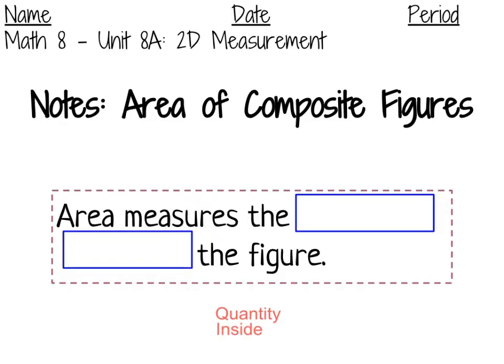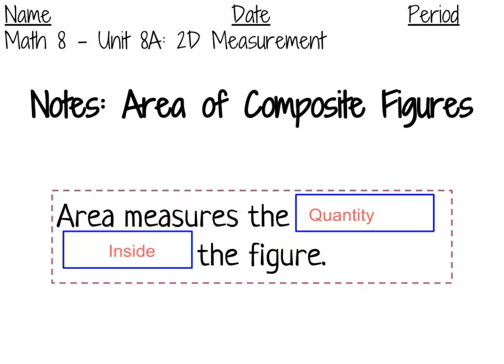Today we're going to talk about area of composite figures. These are figures that are made up of more than one type of shape. So they may have 2 or 3 different shapes in them, and you have to determine the area of all of it. So area measures the quantity inside the figure.